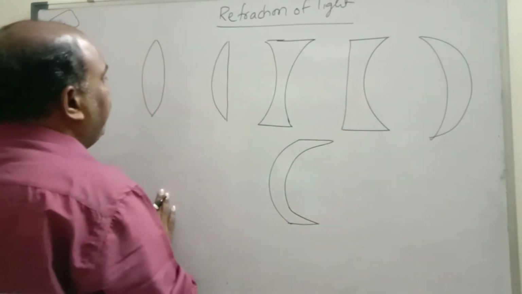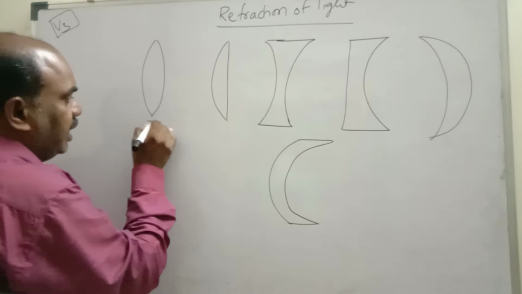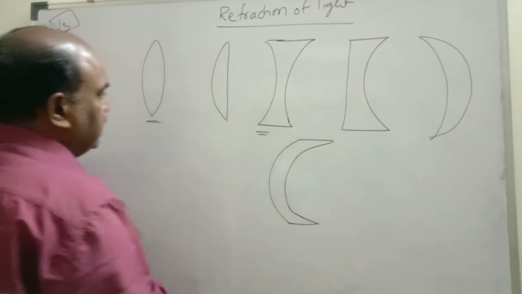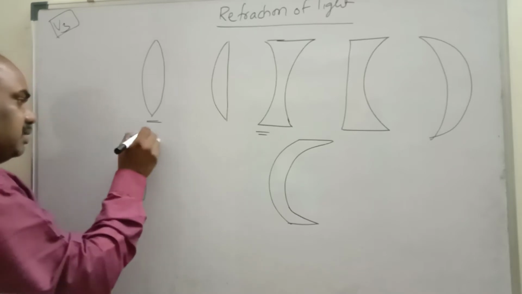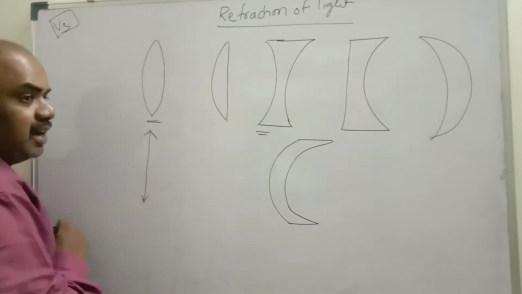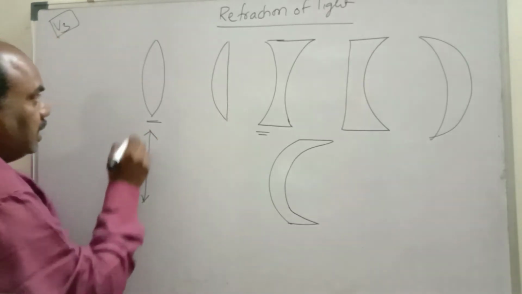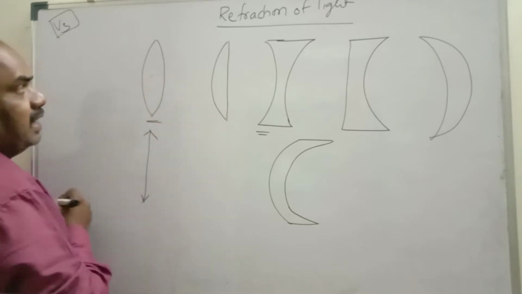Now, in this session, we are going to discuss only biconvex and biconcave lenses. You can also draw it like this. This is the shortcut symbol of a biconvex lens. Now, this is the optic center.